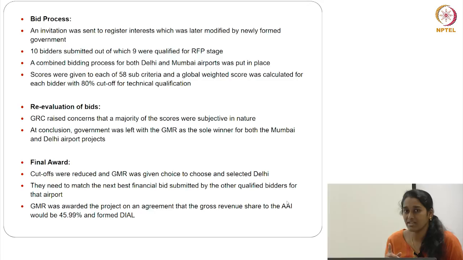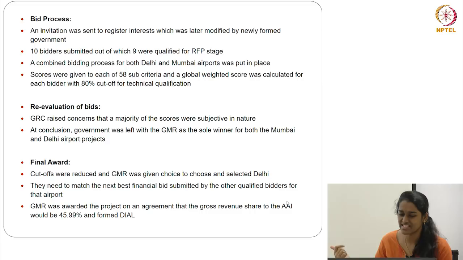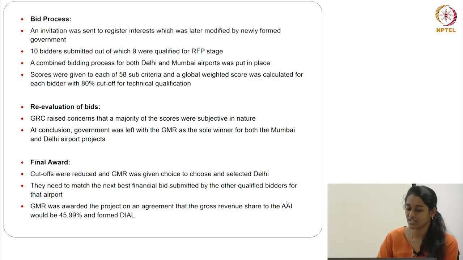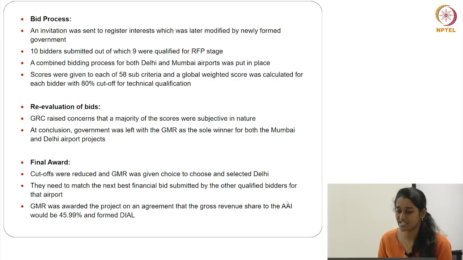So what happened is, for the final award, they reduced the cutoffs, and the top one was GMR, and it was given the choice to select either Mumbai or Delhi, and it selected Delhi. Many petitioned in the court that they were not even aware of the cutoffs. So the Supreme Court came up with the ruling that GMR should match the next best financial bid submitted by other qualified bidders for Delhi Airport. The next was, I think, Reliance, the highest.